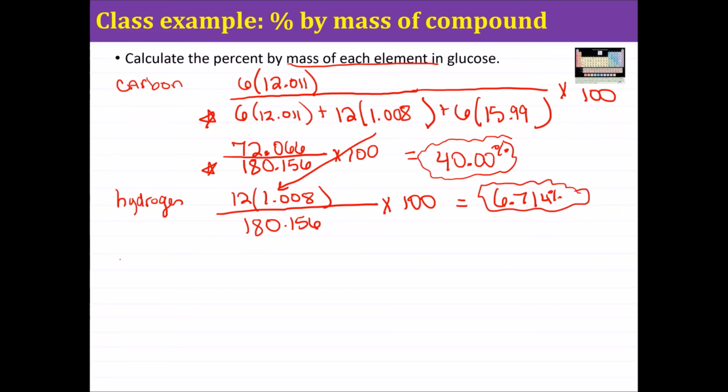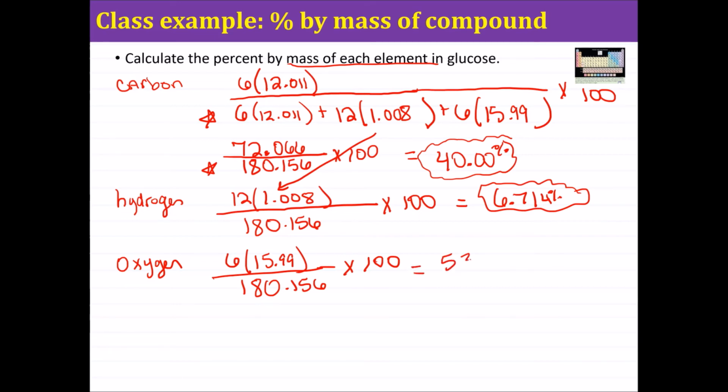Last one, oxygen. I have 6 atoms of oxygen in glucose, and each one has a molar mass of 15.999 divided by 180.156 grams per mole of glucose times 100. All right, crunch those numbers. Let's see what you get. Pause the video and calculate this. Pause it now. Welcome back. Did you get 53.28? Good job.